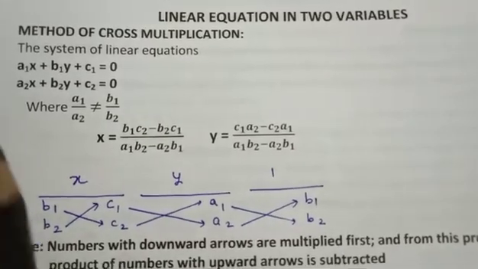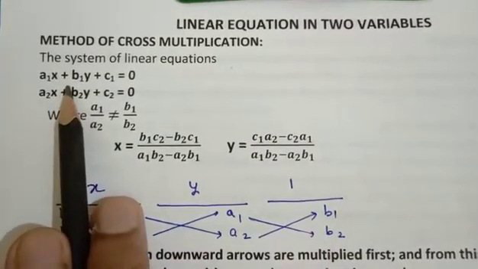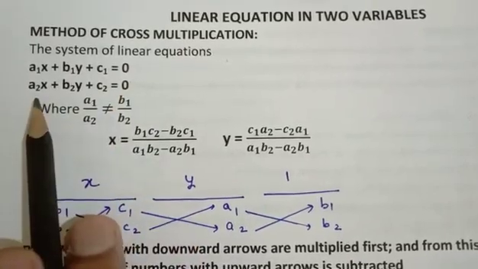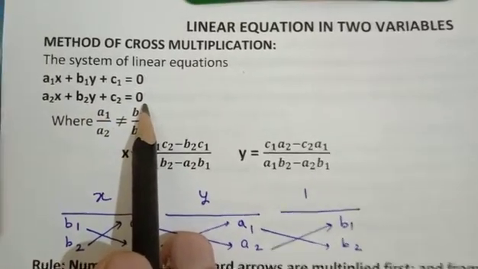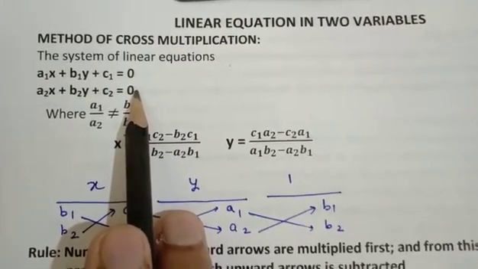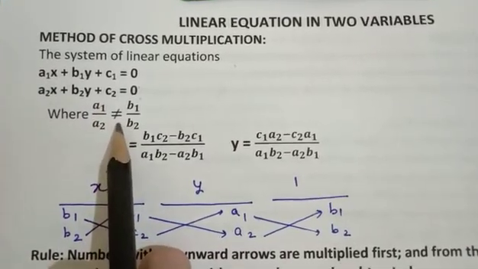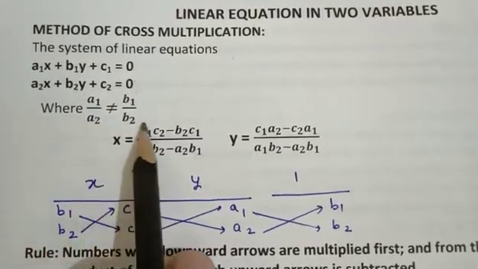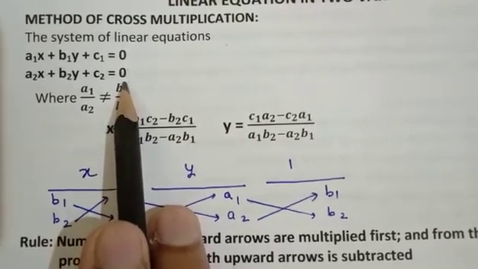So let me take up the system of linear equations a1x plus b1y plus c1 is equal to 0, and another one a2x plus b2y plus c2 is equal to 0. Now if this pair of equations will have a unique solution, then we know that a1 by a2 should not be equal to b1 by b2. Once this condition has been satisfied, this pair of linear equations will give me a unique solution.